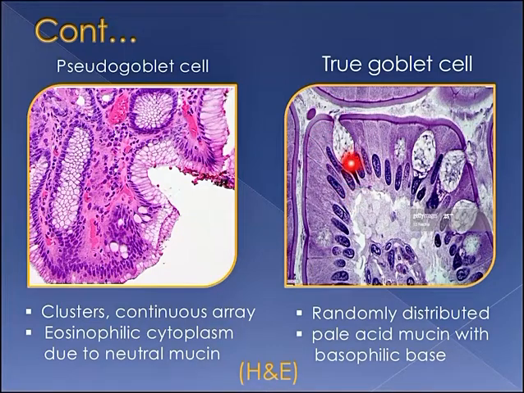epithelium, with the basal part being basophilic due to the nuclei and organelles, while the acid-mucin containing granules at the apical part are stained pale with hematoxylin and eosin stain.